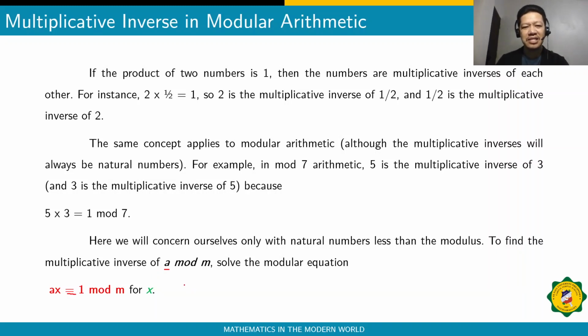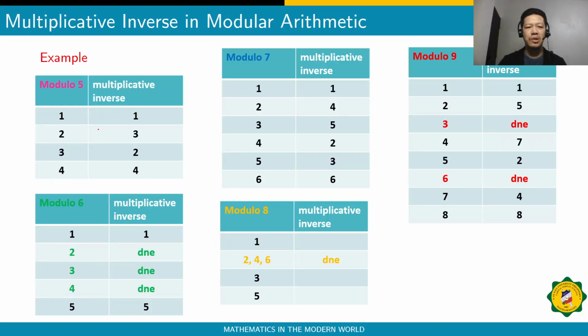Okay, so let's have some examples. This one is in modulo 7, but let's try some other moduli: modulo 5, modulo 6, modulo 7, modulo 8, modulo 9. In modulo 5, we disregard 0, so we start with 1 to 4. For modulo 6, we have 1 to 5. For modulo 7, we have 1 to 6, so you subtract 1 from the modulus. For modulo 8, we have 1 to 7. And for modulo 9, 1 to 8.